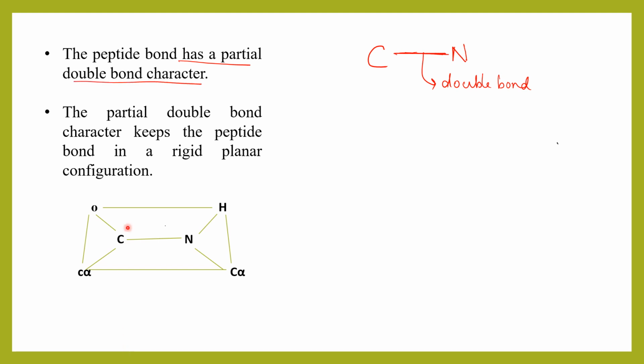The next point says the partial double bond character keeps the peptide bond in a rigid planar configuration. Now you see, when a pair of amino acid residues are joined by a peptide bond, 6 atoms of the peptide group, that is carbon, nitrogen, hydrogen, oxygen, C alpha and another C alpha, will be on the same plane.